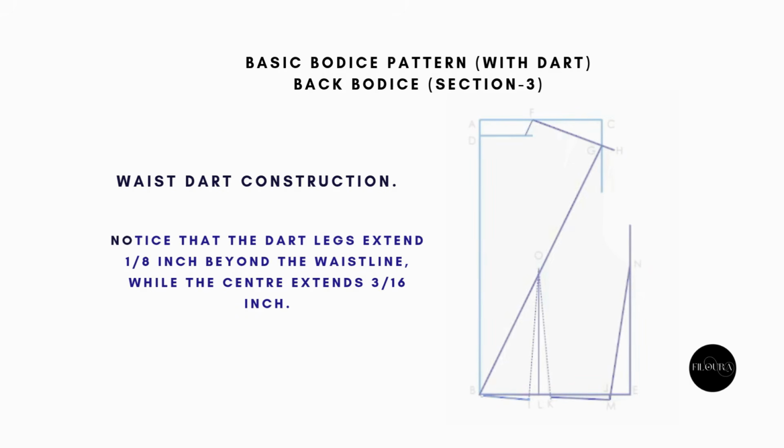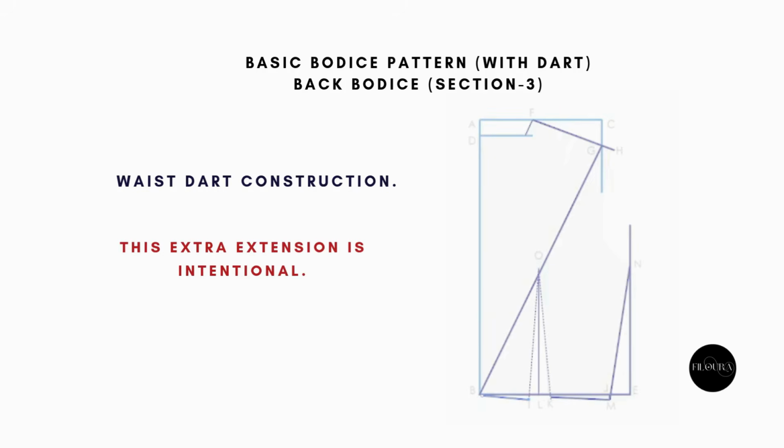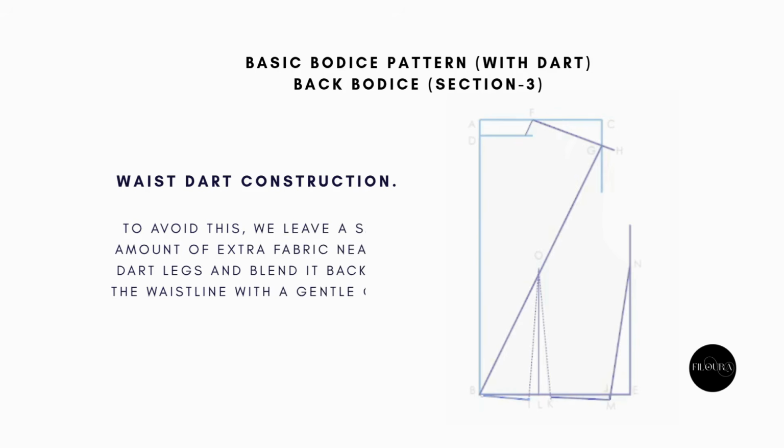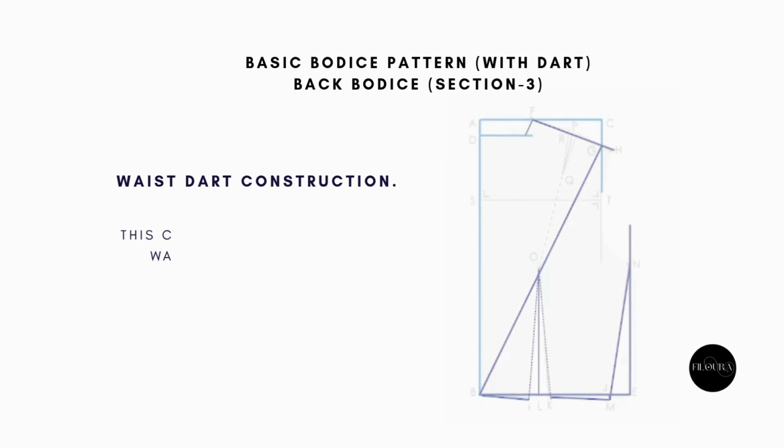Here, notice that the dart legs extend 1/8 inch beyond the waistline, while the center extends 3/16 inch. This extra extension is intentional. When a dart is stitched and folded using a perfectly straight waistline, it can create a slightly upward bump, making the waistline uneven. To avoid this, we leave a small amount of extra fabric near the dart legs and blend it back into the waistline with a gentle curve.